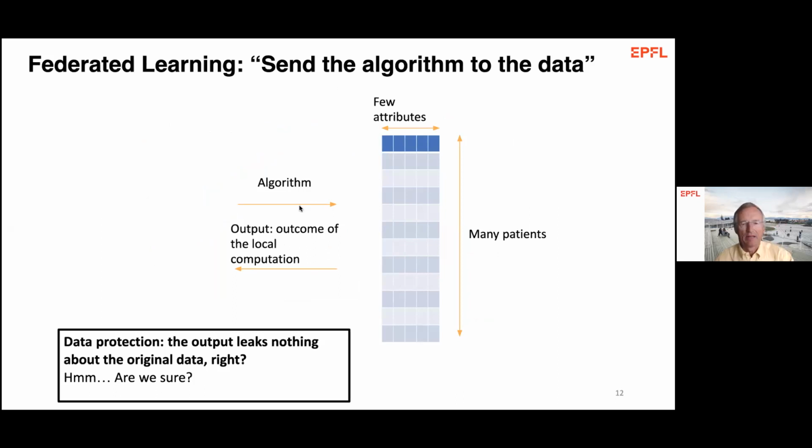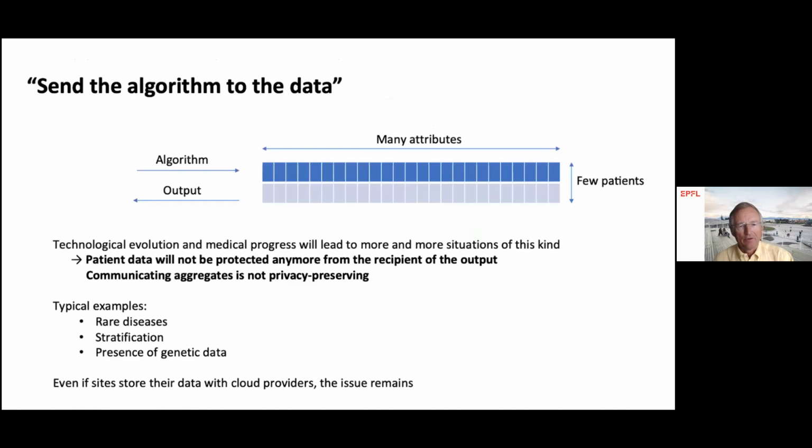The mental picture that people have in mind is that the local database at each of the sites is going to have, in the case of medicine, many patients and few attributes. In general, beyond medicine, it will be many records and relatively few attributes, or covariates, as they are also called. So the algorithm is sent to this data, and the output is the outcome of the local computation. And intuitively, people say, well, there are so many patients and so few attributes that the outcome will not reveal anything about individual patients. However, if one considers another mental picture, in which there are actually few patients, each of them with many attributes.